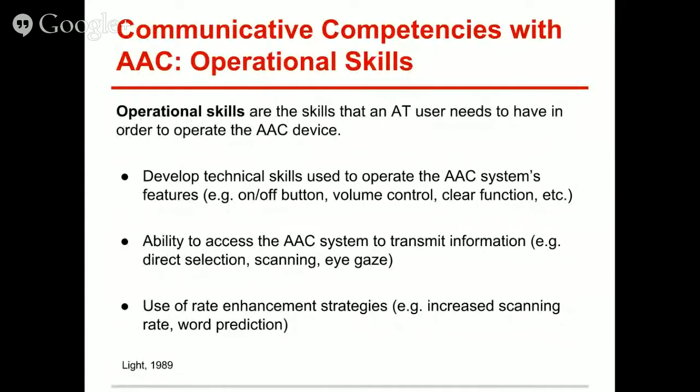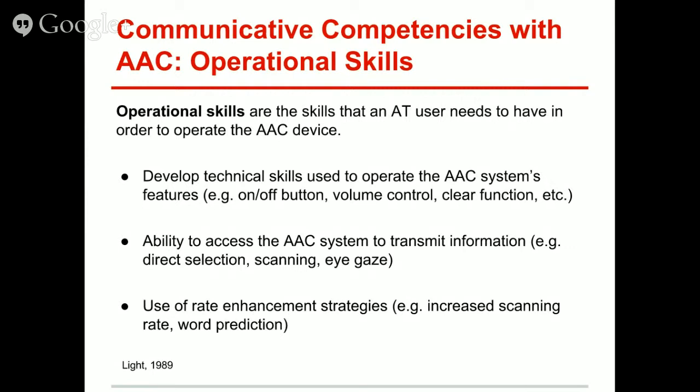The person who uses an AAC system must be able to operate it. They will need to develop technical skills such as using the on and off button, volume control, and clear function. If needed, they should also know how to charge the device and obtain more batteries for the device. The user also needs to access the AAC system to communicate. Access methods include direct selection, scanning, and eye gaze. Finally, the user should know how to use rate enhancement strategies. For example, if the student is accessing the device through scanning, they should be able to increase the scanning rate.